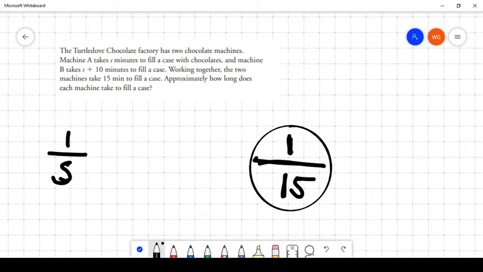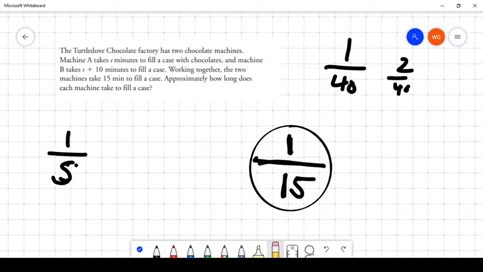to fill the box on its own. So the fraction of a box or a case, as it were, that machine A could fill in 1 minute would be 1 over S, the total amount of time it would take machine A to fill a case. So in other words, if machine A, let's just make it up, took 40 minutes to fill a case, then in 1 minute, it would fill 1/40th of a case. And in 2 minutes, it would fill 2/40ths of a case, etc.